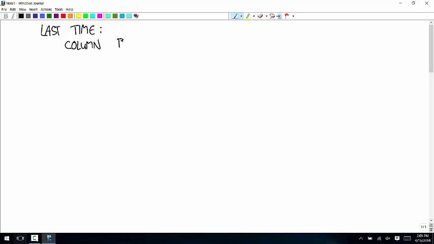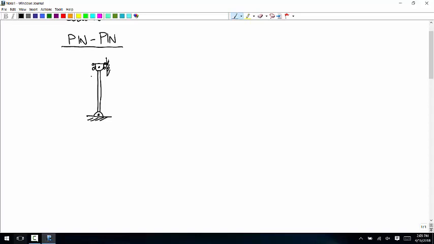So we were on column buckling. And we did the case where you had pins at both ends. So the column was pinned there, attached to a pin at the top. And you apply a force like this. And we came up with this general solution that said the deflection as a function of x is equal to a times the cosine of the square root of P over EI.